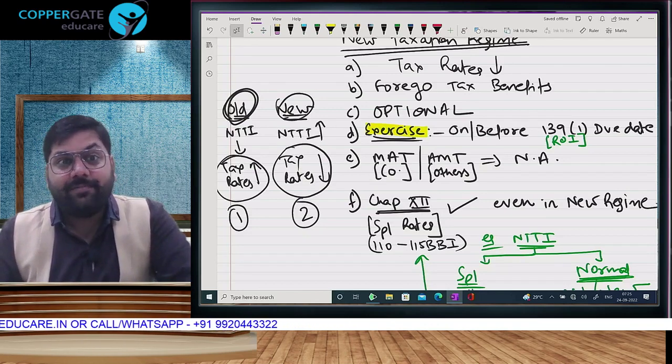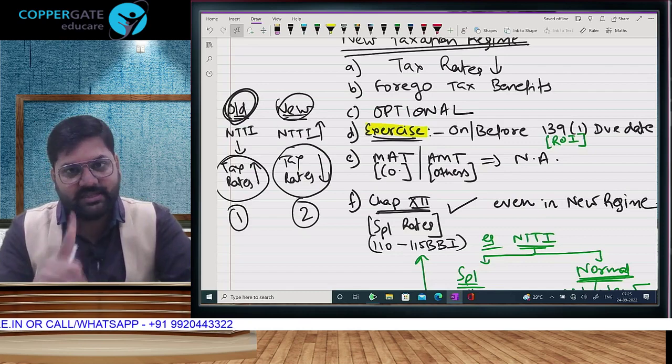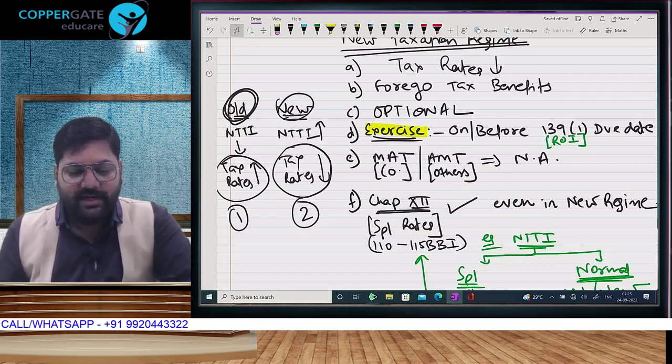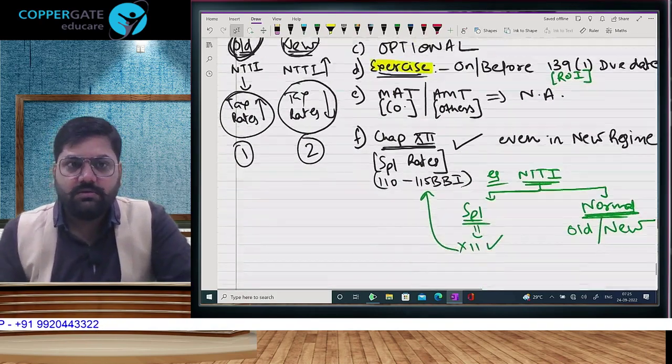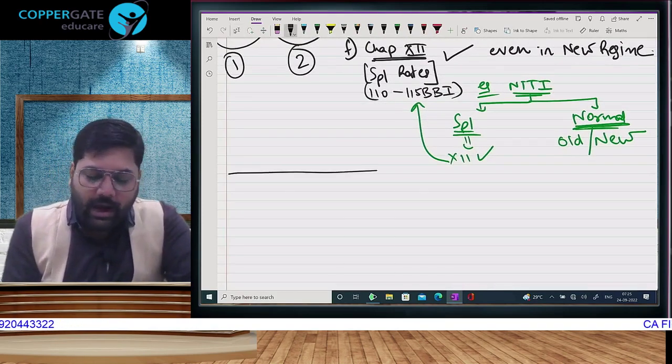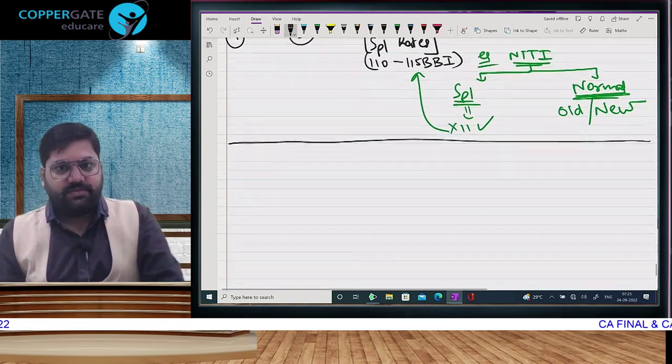MAT AMT will not be applicable in the new regime. So those who are in the old regime, MAT AMT will be applicable. And special rates will apply even in the new regime. Are these features understood? Now, how did the government introduce the new taxation regime?